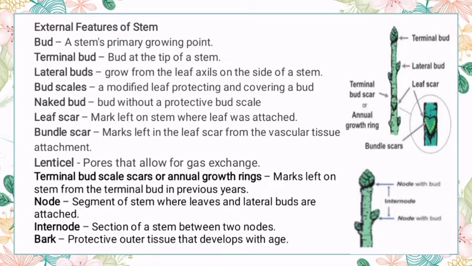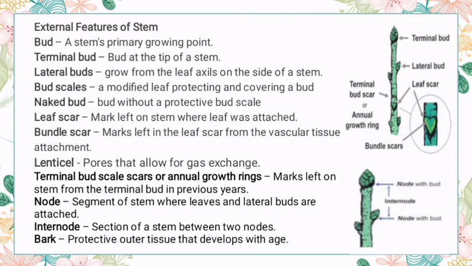Next is the lateral buds, grow from the leaf axils on the side of a stem. So in that given picture, you can see where lateral bud is. So next is the bud scales, a modified leaf protecting and covering a bud. Naked bud, a bud without a protective bud scale. Leaf scar, mark left on stem where leaf was attached. Next is the bundle scar, marks left in the leaf scar from the vascular tissue attachment.